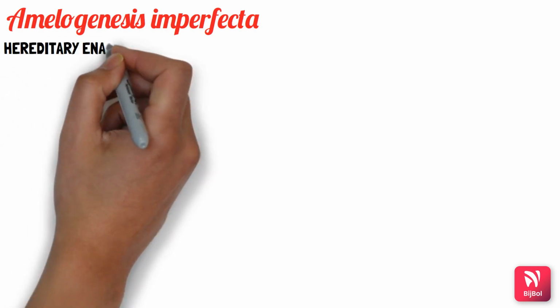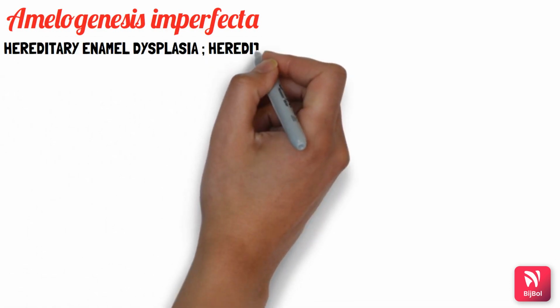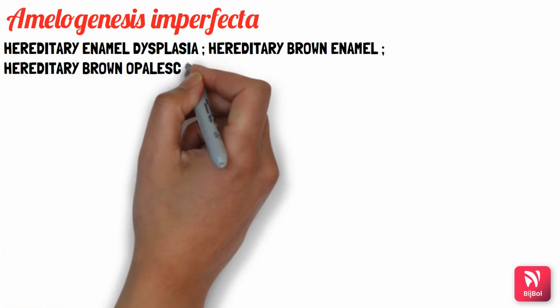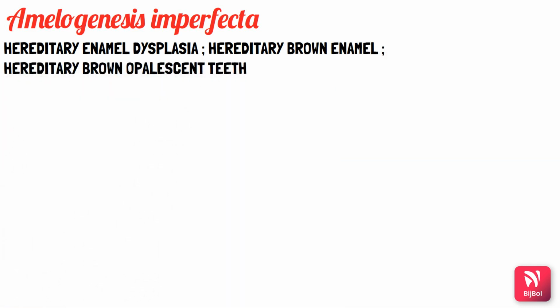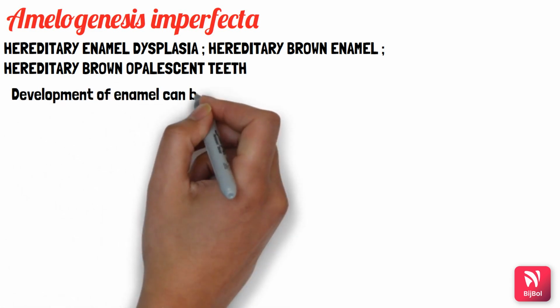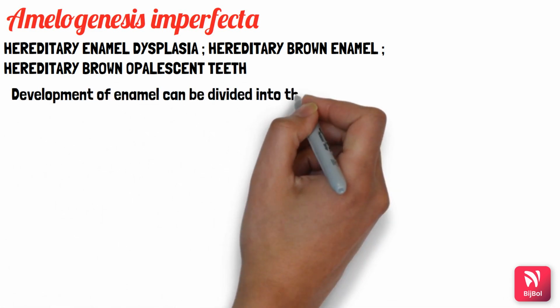So amelogenesis imperfecta represents the structural defect of tooth enamel, and it has various other names like hereditary enamel dysplasia, hereditary brown enamel, and hereditary brown opalescent teeth. Before going on to discuss amelogenesis imperfecta, let's see a little briefly about the development of enamel.